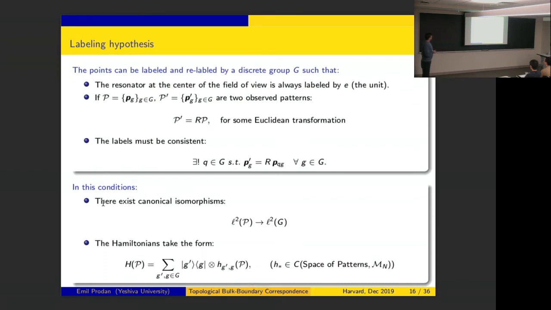So the hypothesis is that the resonator at the center, every point can be labeled and relabeled by a discrete group G. The resonator at the center is always labeled by the unit. If the researcher sees two patterns, they can be connected by a Euclidean transformation, but on top of that, these two labels must be consistent, so there might exist a single g from the group so that one label goes into the other one. In these conditions, and that was certainly true for the space group, there is a canonical isomorphism from L2 of the pattern to L2 of G, and the Hamiltonian takes this form, and now I can repeat the whole story that I showed before.